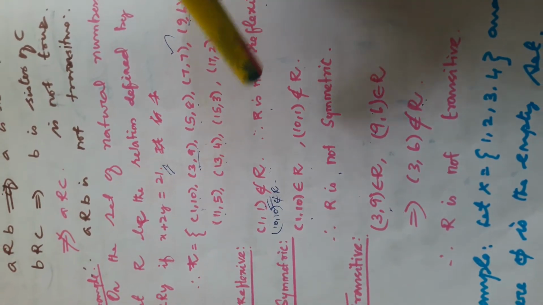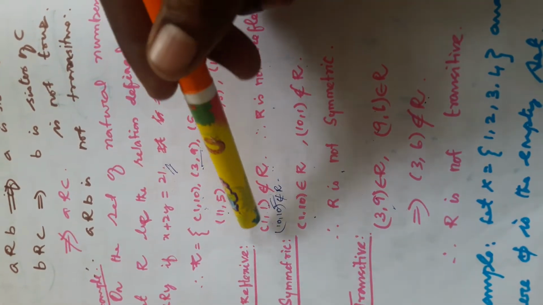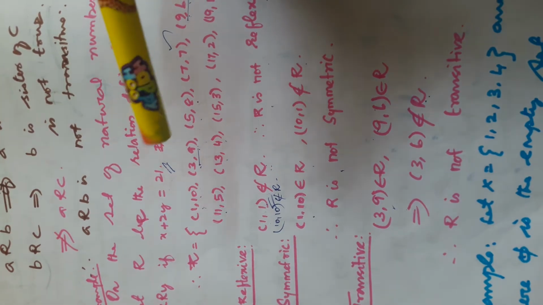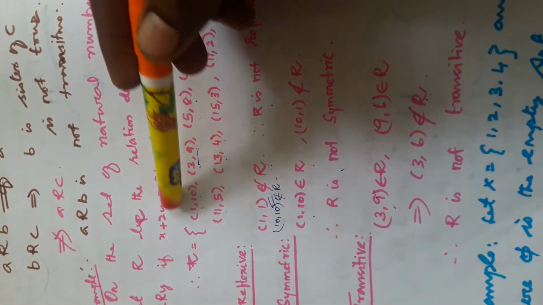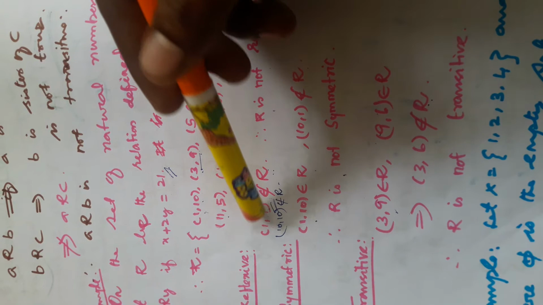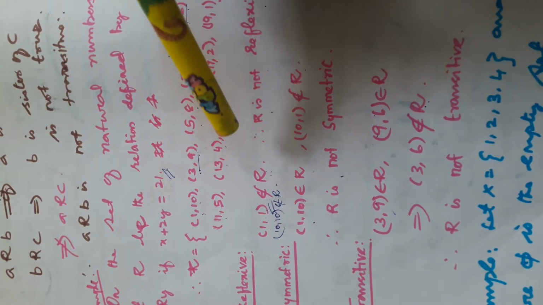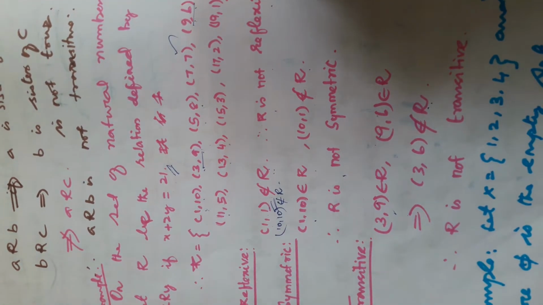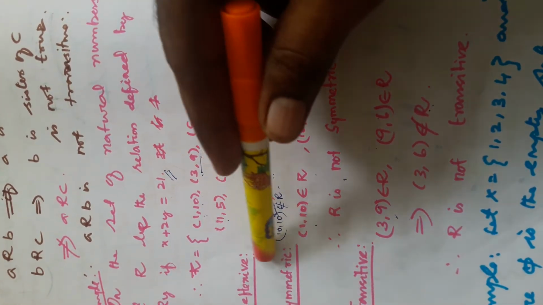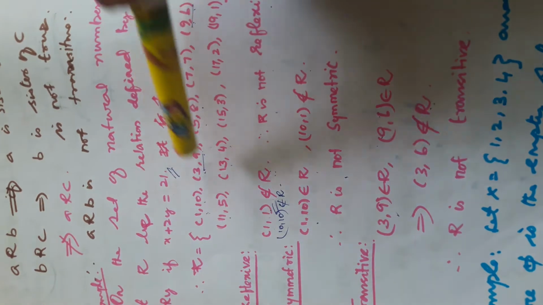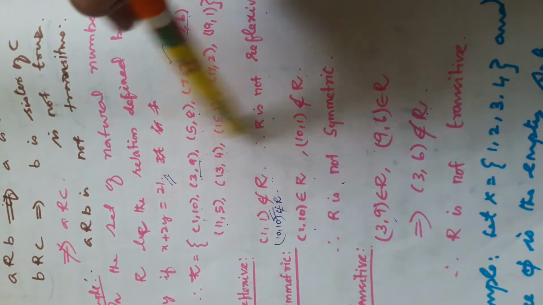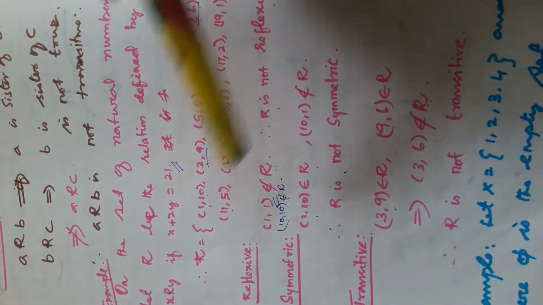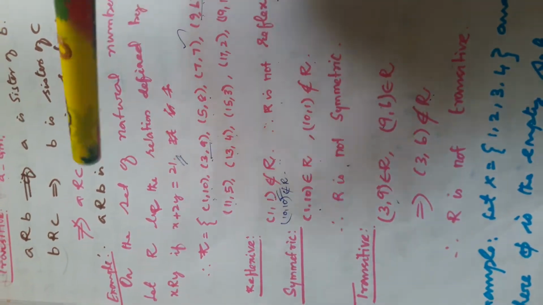Now I am going to check reflexive first. I need 1 comma 1. You can ask me how you can take 1 comma 1. Your first x value is 1, so you have to check whether 1 comma 1 is in the set or not. 1 comma 1 does not belong to R. Therefore R is not reflexive. The first numbers are all x values, right? So R is not reflexive because 1 comma 1 is not an element of R.